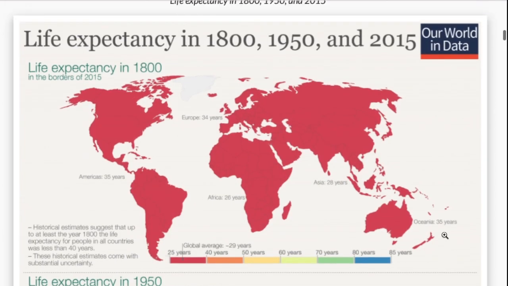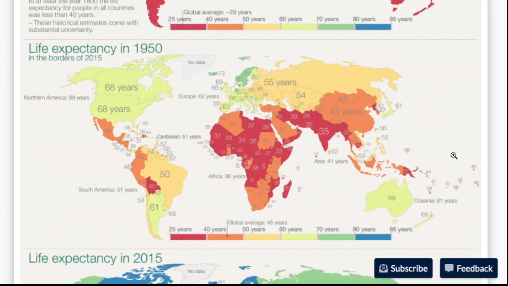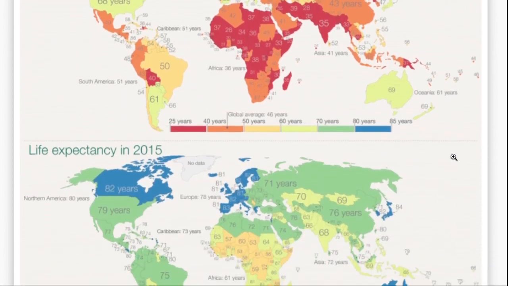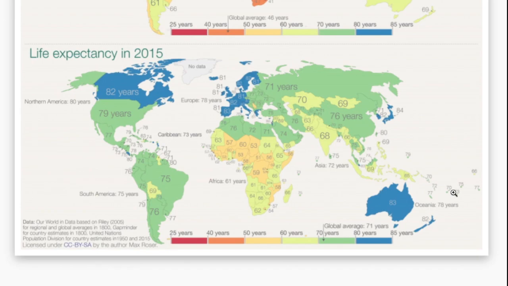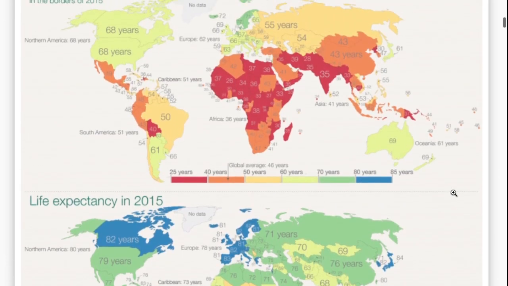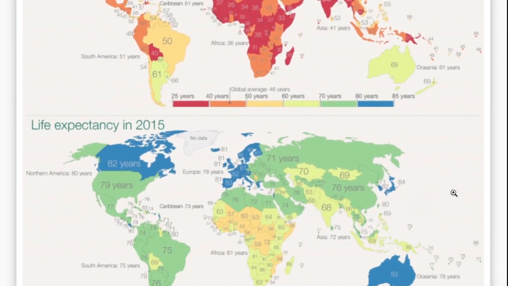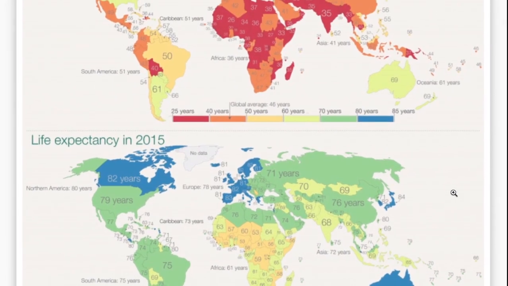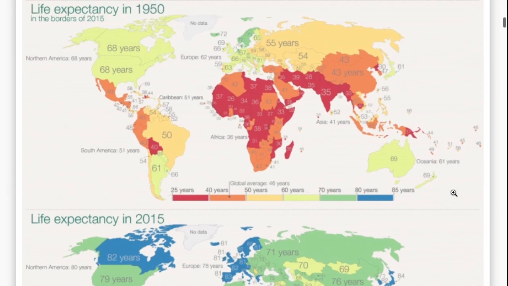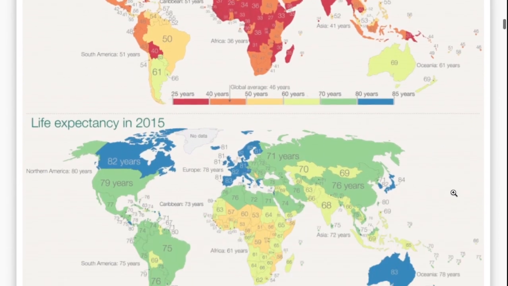You can see here in 1800, the whole world had a life expectancy around 29 years old. Then in 1950, the global life expectancy jumps to 46 years old, again because healthcare is getting better and more children are surviving to adulthood. Till you get to 2015, where 71 years is the global average. Look at that, in just 65 years, we've almost doubled the global average life expectancy. Our world isn't perfect, but we're doing things a lot better than we used to be.